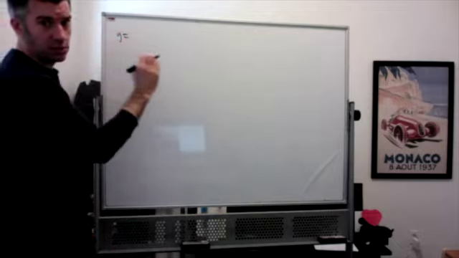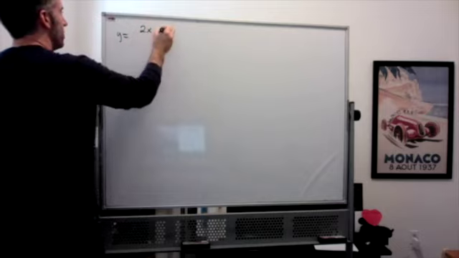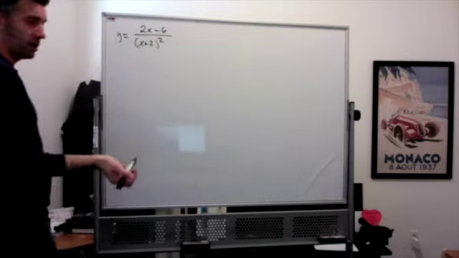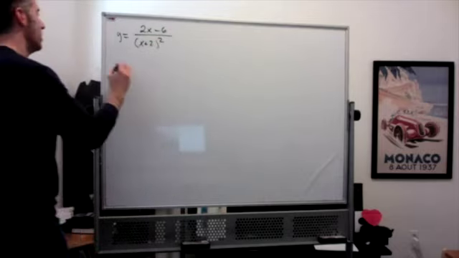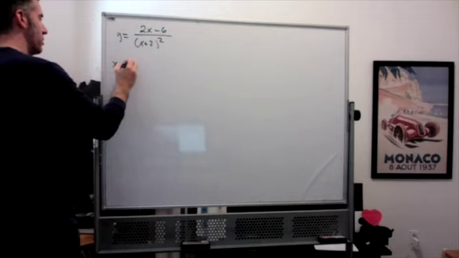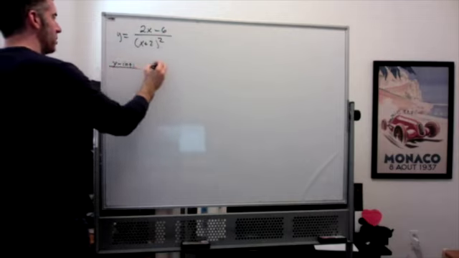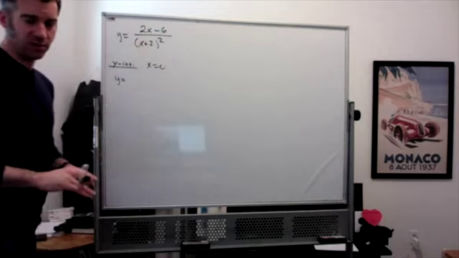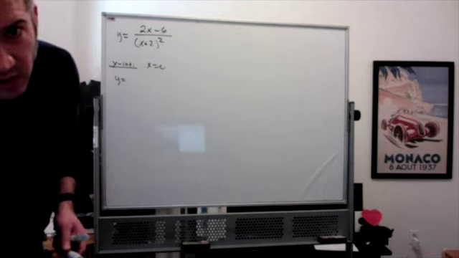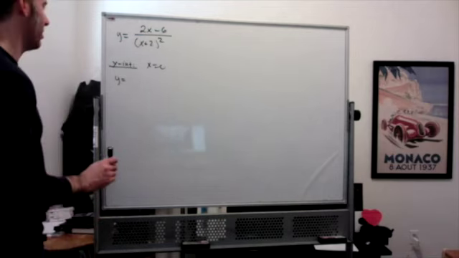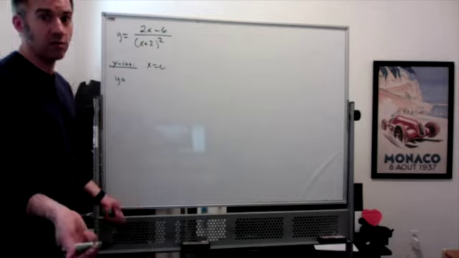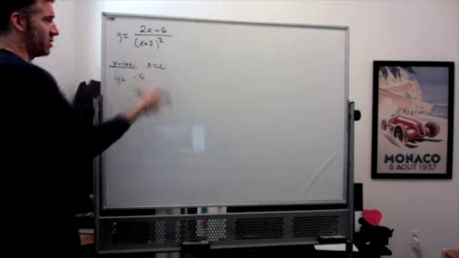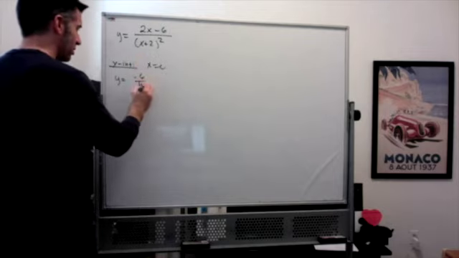y equals (2x minus 6) over (x plus 2) squared. And again, let's find all the usual things. So the y-intercept: x equals 0, y is going to equal... I want to encourage you not to write everything out in super detail. If I'm going to find the y-intercept, I'm not going to write 0 minus 6 over 0 plus 2 squared. I'm going to think, 0 minus 6 is negative 6, 0 plus 2 is 2, 2 squared is 4. So this is going to be negative 3/2.